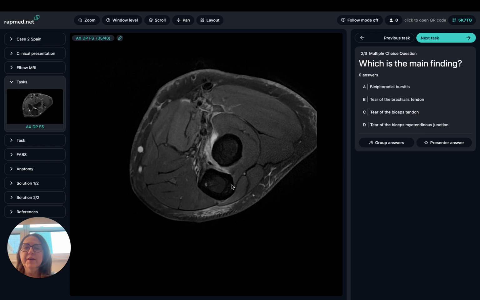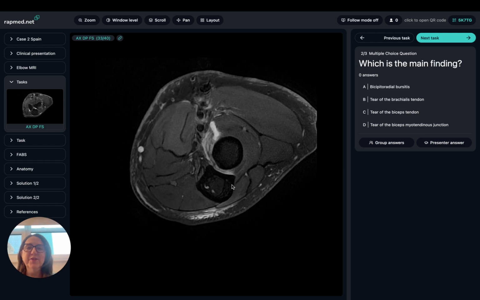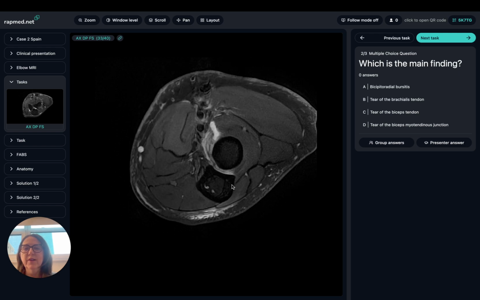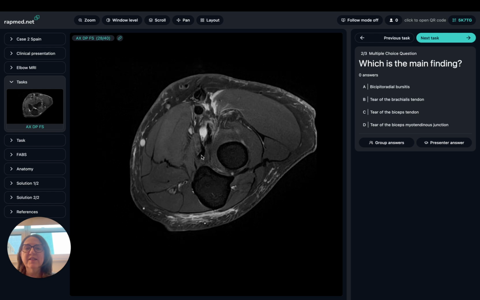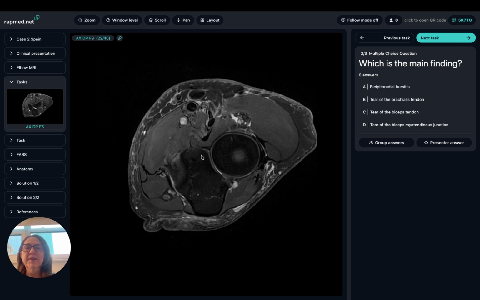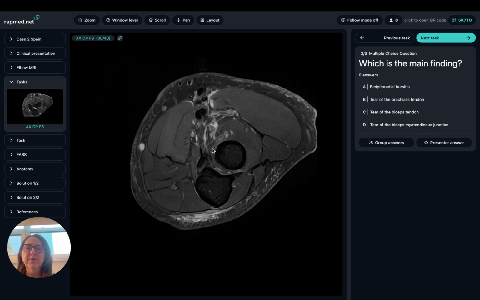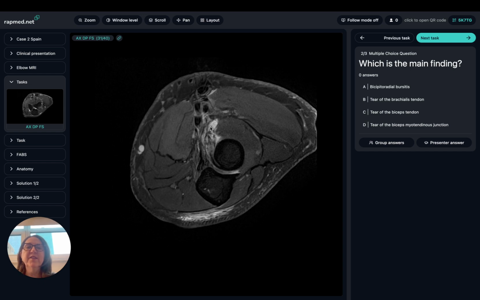We'll continue with our second question or task, which is the main finding: bicipitoradial bursitis, tear of the brachialis tendon, tear of the biceps tendon, or tear of the myotendinous junction of the biceps tendon. And again, as you can see, and we marked before, the brachialis tendon is completely normal, but there is something on the biceps tendon. It is surrounded by a little bit of fluid, but when we get into the insertion, we see that there is a rupture.